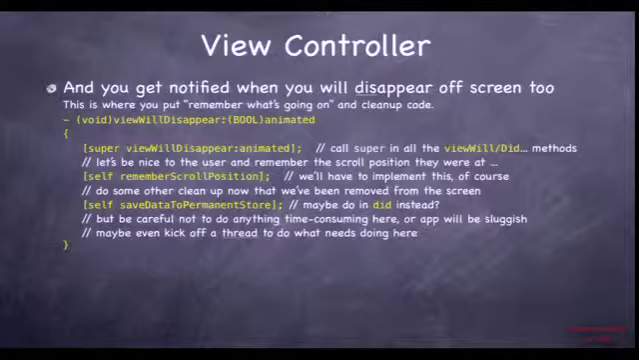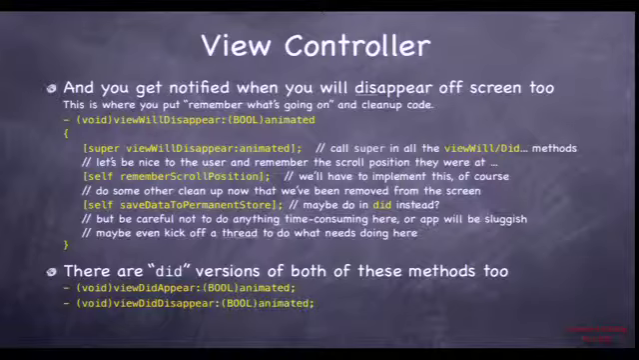But if there's something that fits in the category of I can't really do that, I need to know that the user's gone from this thing, then you can use view will disappear. There's also did versions of both view will appear and view will disappear, so you can find out just after, okay, you appeared on screen, right? So maybe you want to start some animation. View did appear, you want to start an animation that goes on screen or something like that. So you can do that too.